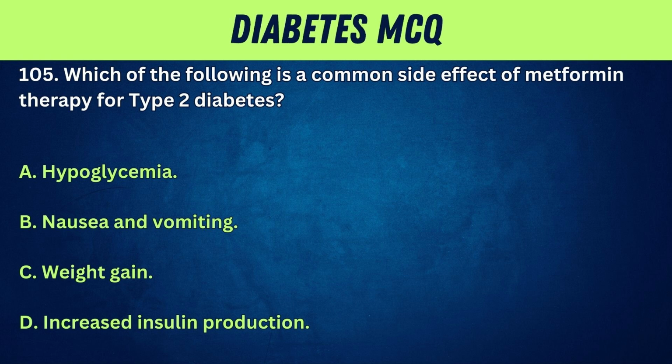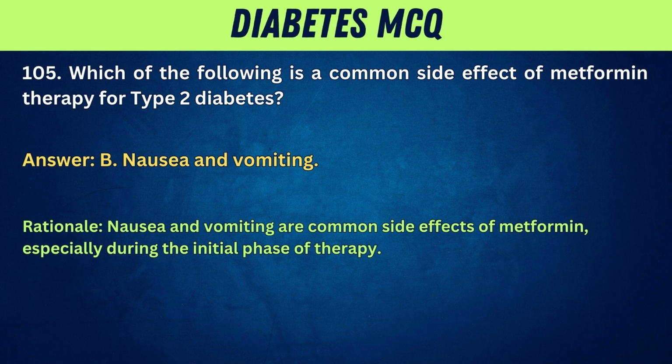105. Which of the following is a common side effect of metformin therapy for type 2 diabetes? A. Hypoglycemia. B. Nausea and vomiting. C. Weight gain. D. Increased insulin production. Answer. B. Nausea and vomiting. Rationale. Nausea and vomiting are common side effects of metformin, especially during the initial phase of therapy.